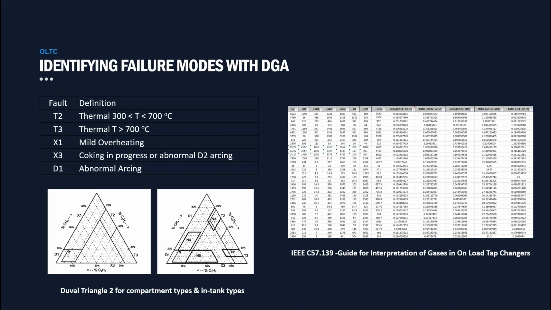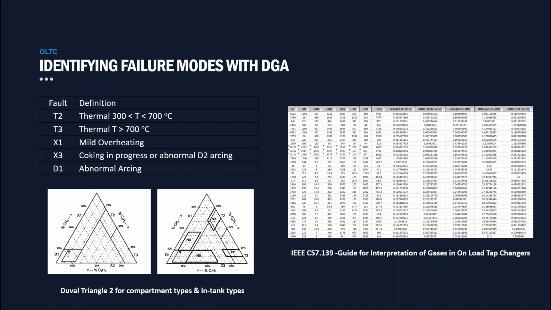So let's look at dissolved gas analysis in a bit more detail. So dissolved gas analysis, DGA, has been used to monitor transformer condition since the 1960s, and the test can also be applied to understanding the condition of on-load tap changers. And it's a lot more complicated than transformer DGA.